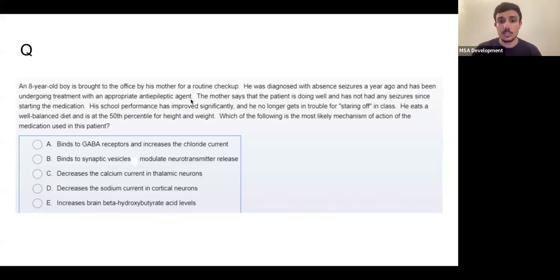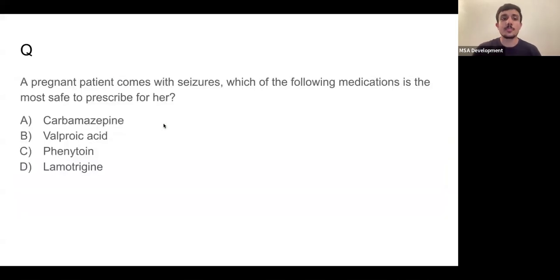Let's move on. So this is exactly what I explained. Third question. A pregnant patient comes with seizures. So the new thing here is that the patient is pregnant. Okay, she has seizures, but she's pregnant.